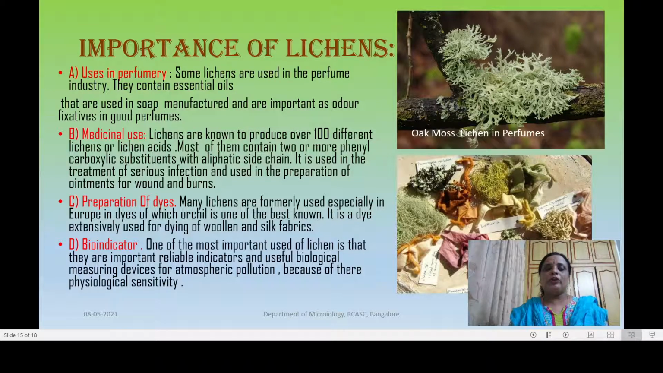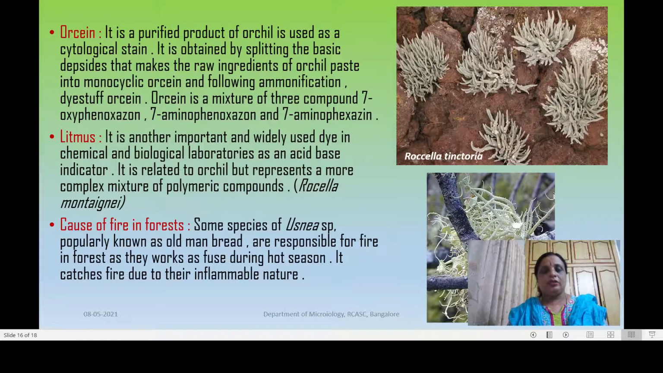Another important thing about lichens is that they are used as biological indicators to see the pollution, whether that particular area has got polluted or not. Also, for example Roccella tinctoria, as I have shown in this image, has been extensively used in the production of orcein, which is an important dye used in cytological stains.